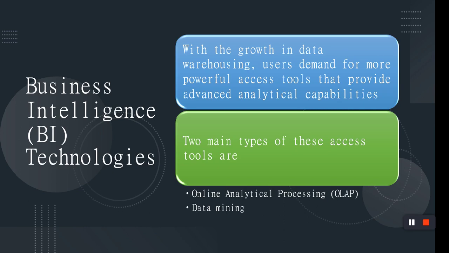So let's begin with BI or Business Intelligence Technologies. So with the growth in data warehousing, users demand for more powerful access tools that provide advanced analytical capabilities. Now, you may have heard the words data warehousing or data warehouse before. So, without dwelling into the very technical definition of what a data warehouse is, just imagine a physical warehouse. So, what does a warehouse do? It stores something. Warehouse is a storage place.